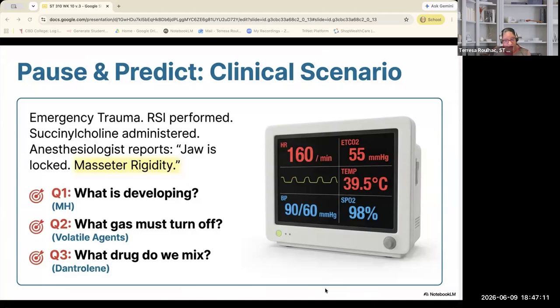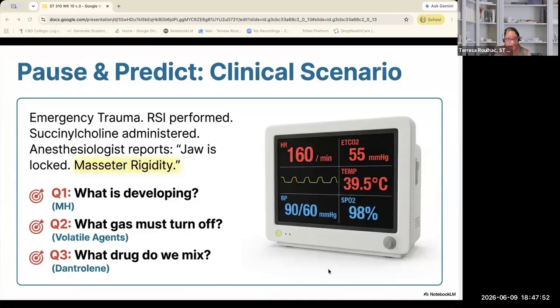Whenever you see a scenario like this, I want you to start connecting the clues. We know that sux is a trigger for MH. We know that muscle rigidity can be one of the early warning signs. So my first question for you is, what anesthesia emergency should immediately come to mind? That's correct, MH.